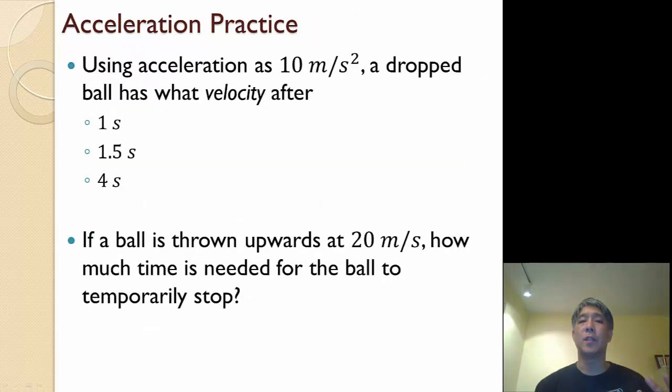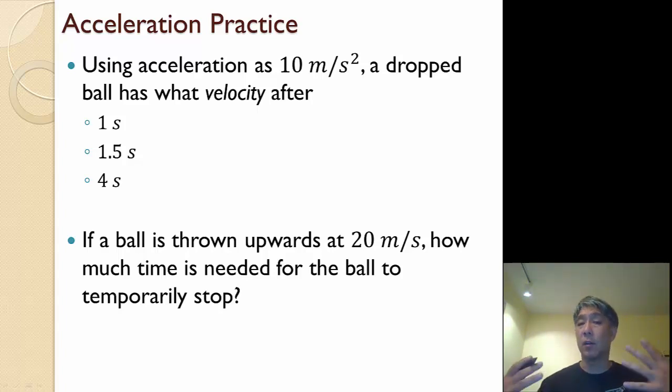So let's get a little practice with acceleration. Remember, acceleration is the change in velocity, or the rate of change in velocity. So if I use g as 10 meters per second squared, and I drop a ball, what velocity does it have after 1 second? 1.5 seconds? 4 seconds? These are three different numbers, and the use of g as 10 makes the math very easy because I can multiply 10 times almost anything very easily.